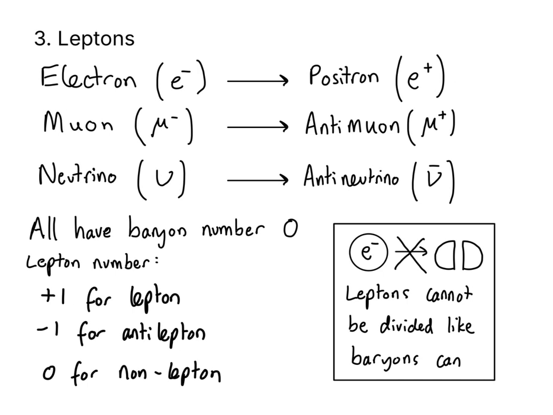Then there are leptons, and these really are fundamental. They aren't made of anything smaller, they are just themselves. The ones that you need to know are the electron, the muon, which is like a heavy electron, about 200 times the mass, and the neutrino. Each has a corresponding antiparticle too. Leptons get their own conservation number, called the lepton number. +1 for a lepton, -1 for an antilepton, and 0 for anything that isn't a lepton. Keep that separate in your head from the baryon number, as they're counted independently.